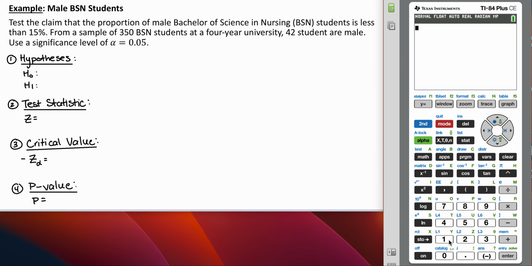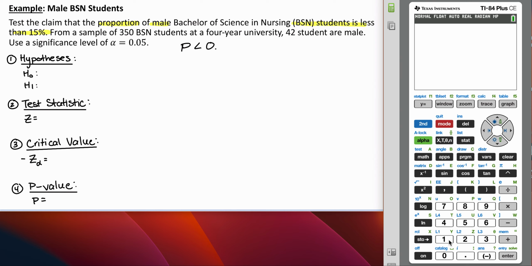Let's revisit this problem, but this time, instead of using formulas to get our test statistic and p-value, I'll show you how to use your graphing calculator. So let's recall the claim that we're trying to test, and that's the claim that the proportion of male BSN students is less than 15%.